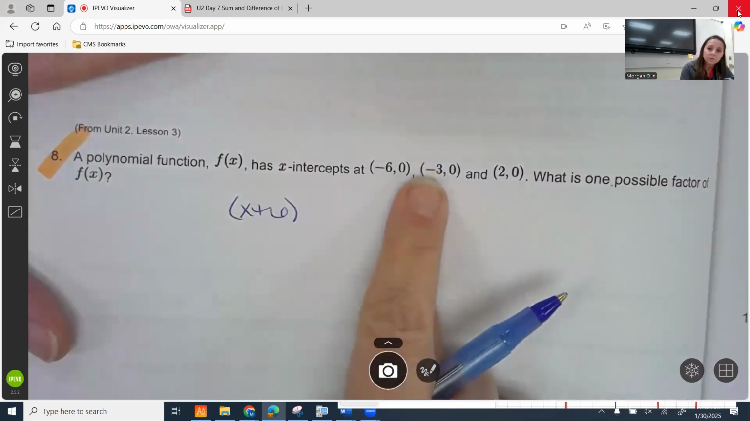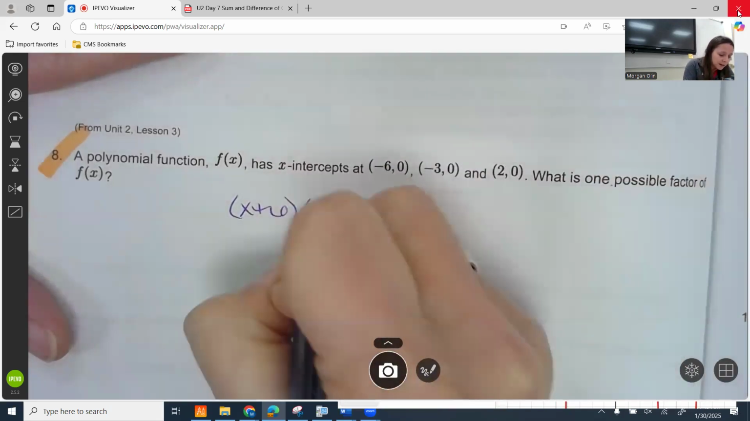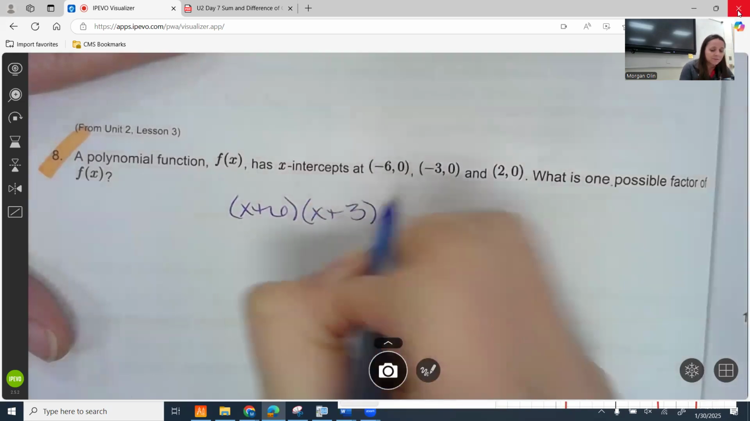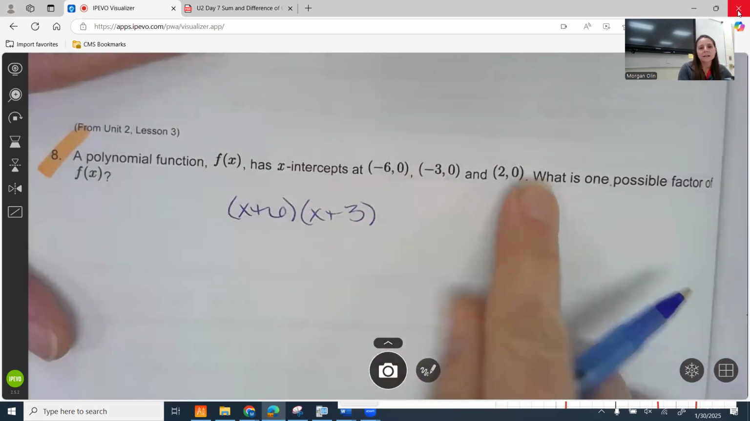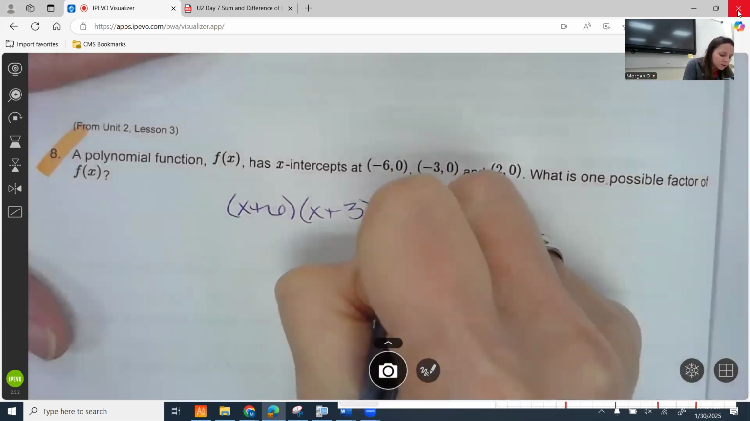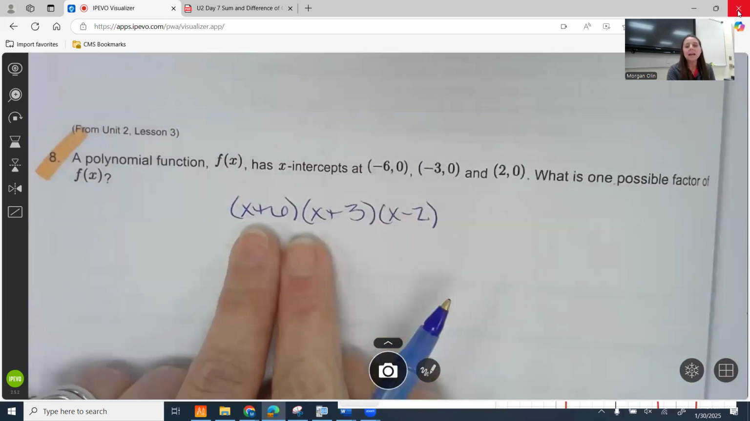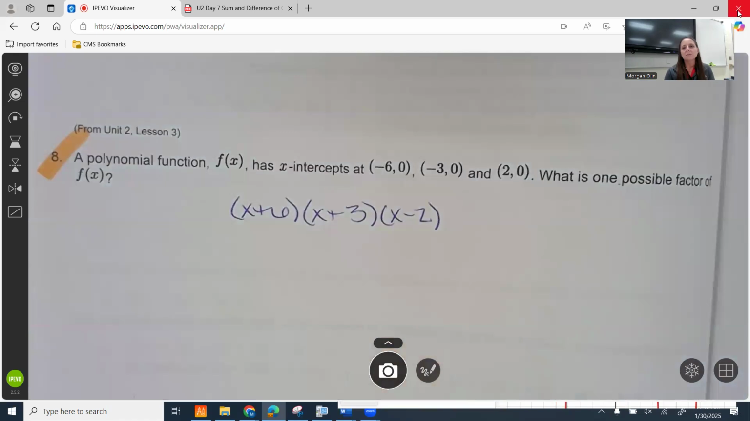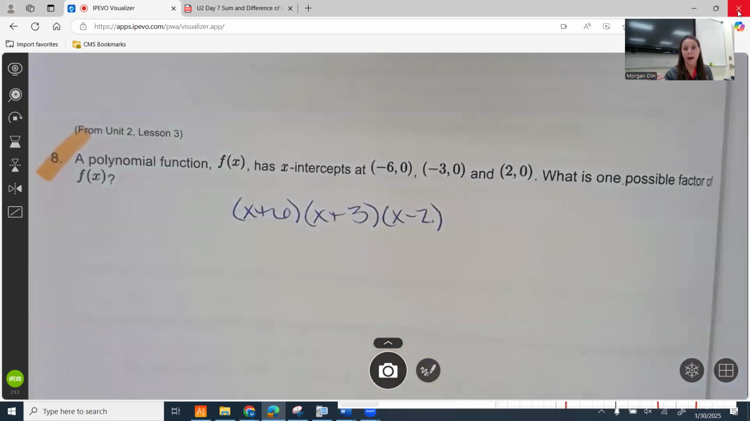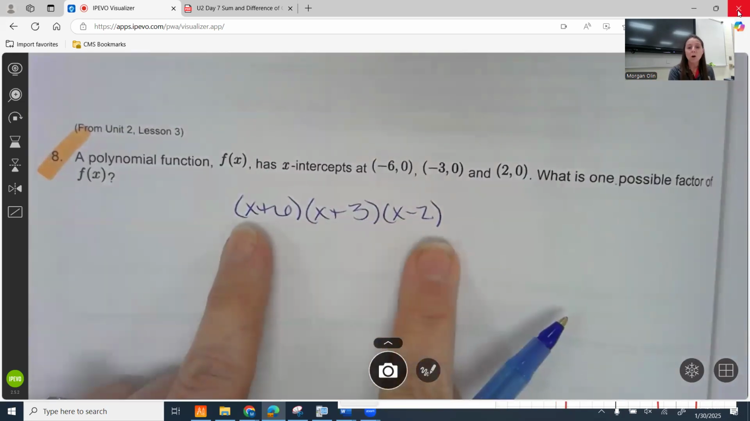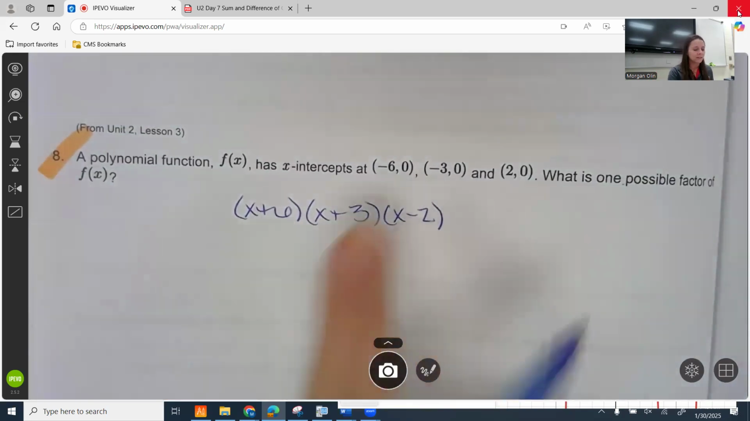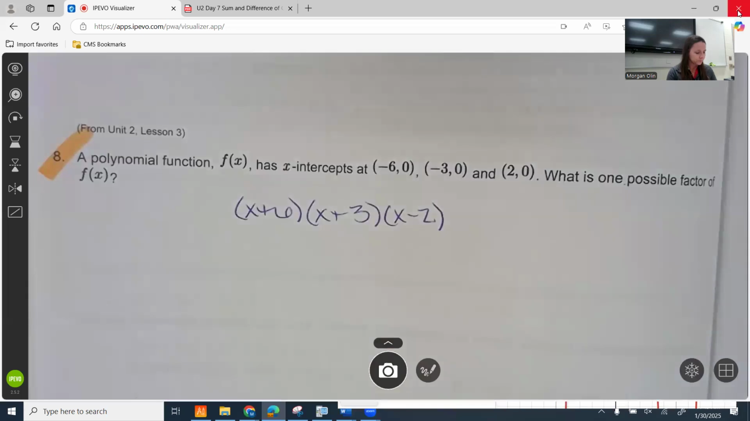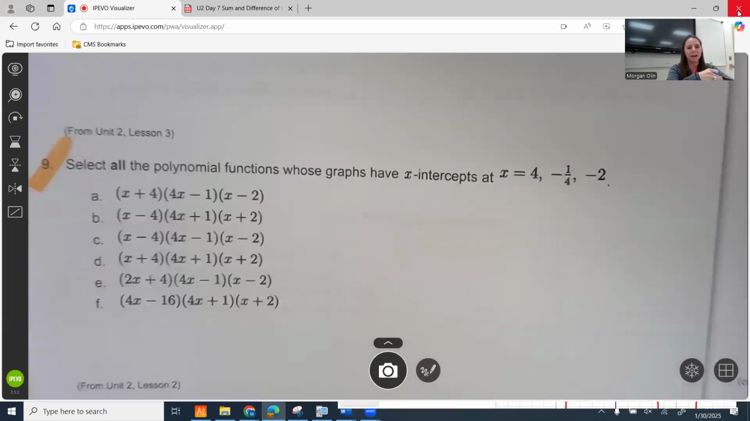But what if -3 is a root or x-intercept? x plus 3 is a factor. And if 2 is an x-intercept, then x minus 2 is a factor. Any one of these factors you could have written out. Sometimes in a multiple choice or select answers, they may say select all your factors. You would have to select all 3 of these as factors if these are given your roots. All right, and number 9.